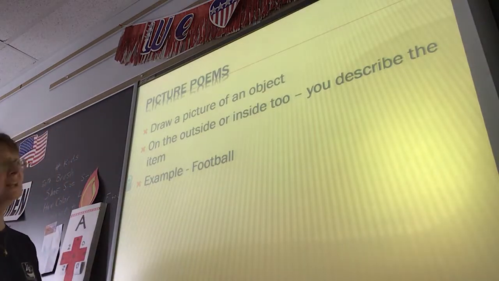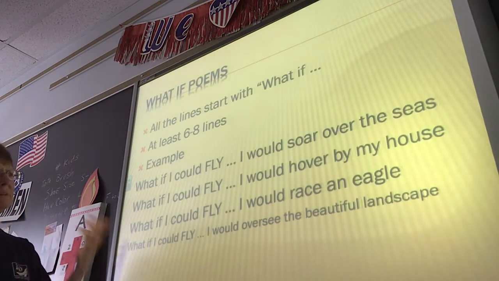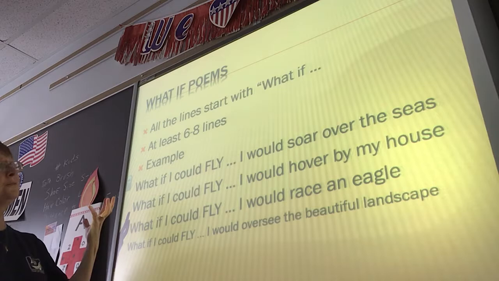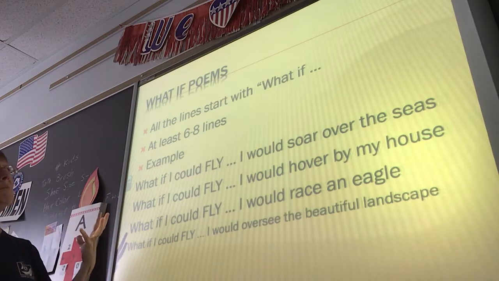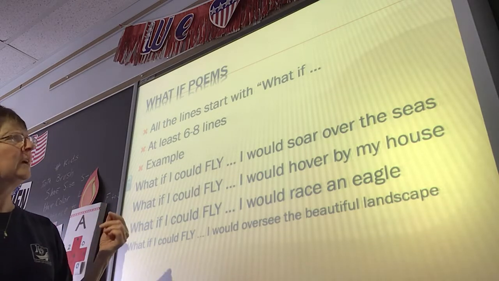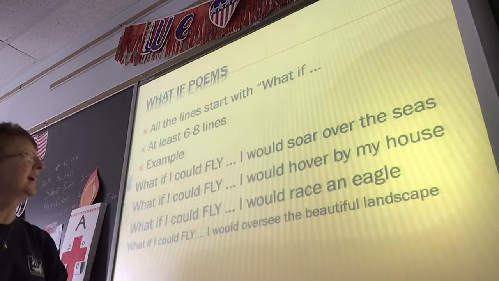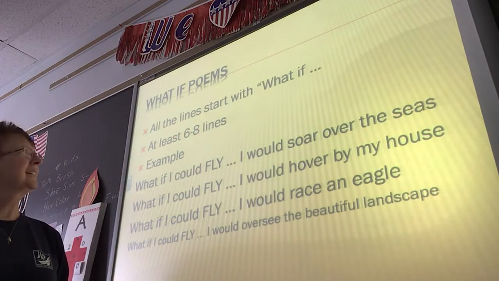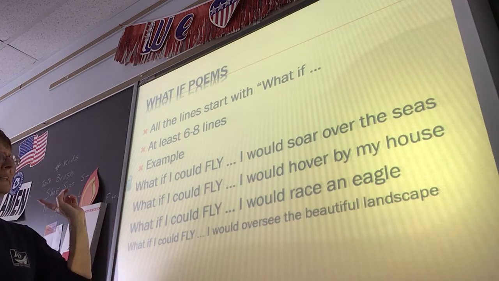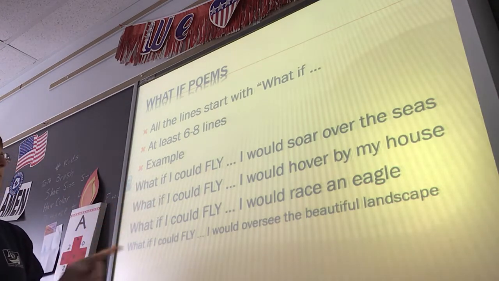All right, so the next two poems are pretty similar. The first one is called a what if poem. All of the lines start with the words what if, something, and it's the same something. You need to have at least 6 to 8 lines, and here are some examples.